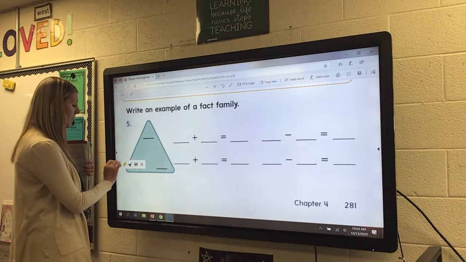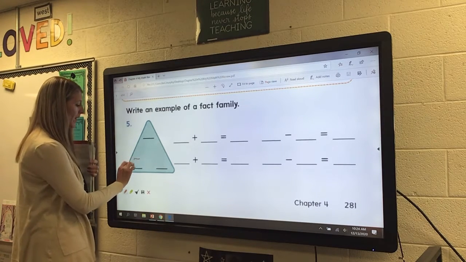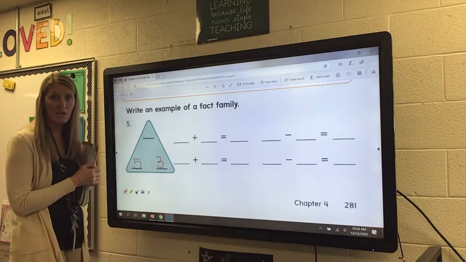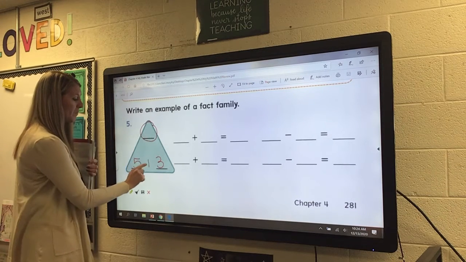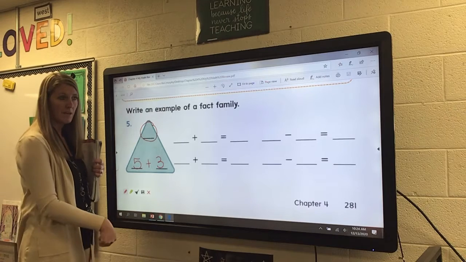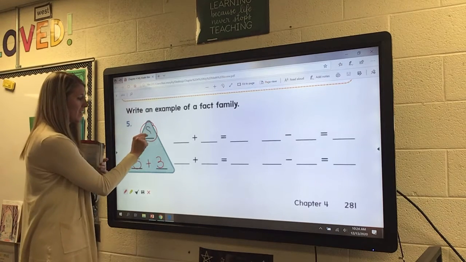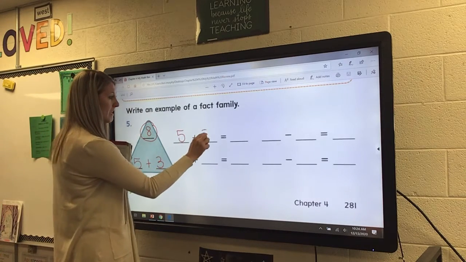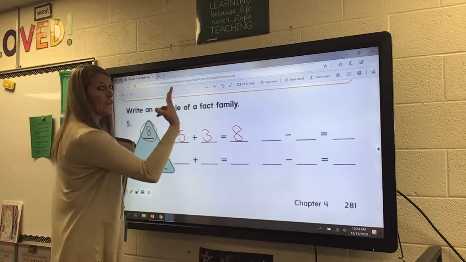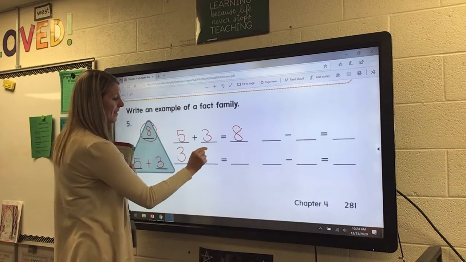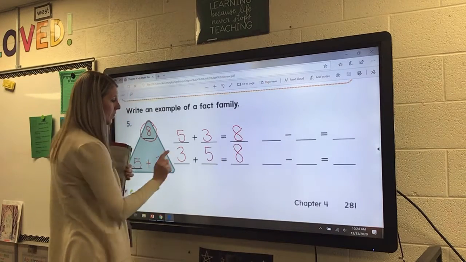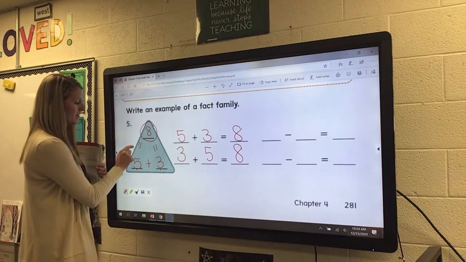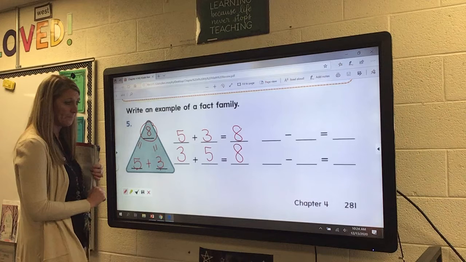So if I pick the numbers 5 and 3. All right, now my parents have to be what I add. 5 plus 3, 5 plus 3 more is 6, 7, 8. So my parents are 8. So now I'm going to write 2 addition sentences. So I'm going to start with 5 plus 3 equals 8. I'm going to flip them around down here and put 3 plus 5 equals 8. So see how I'm going a different way around the triangle?